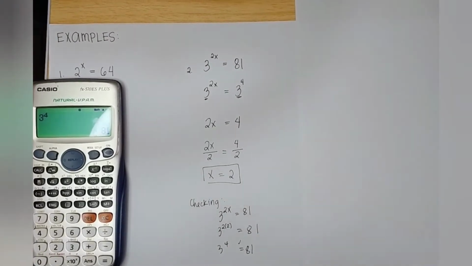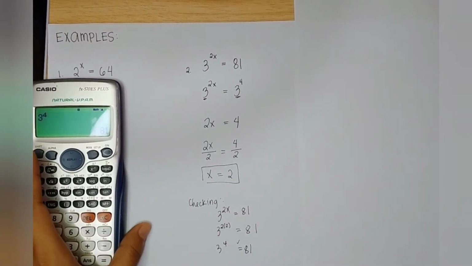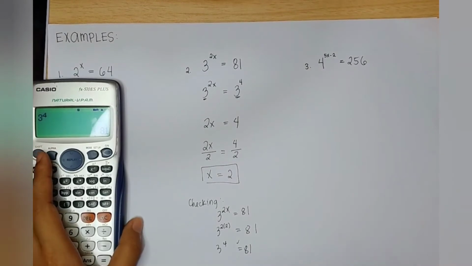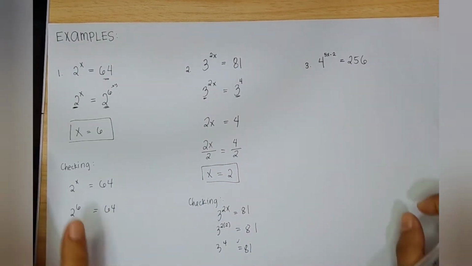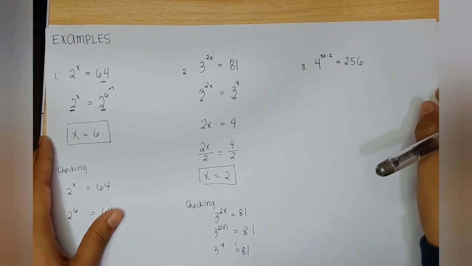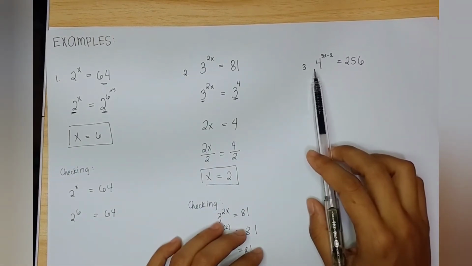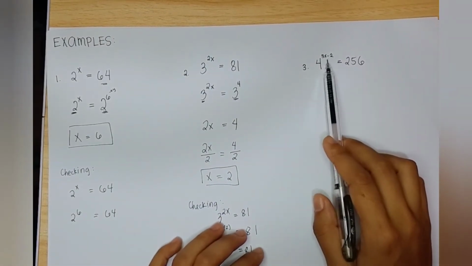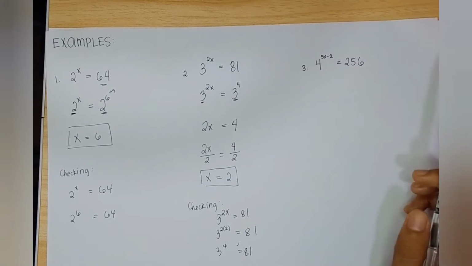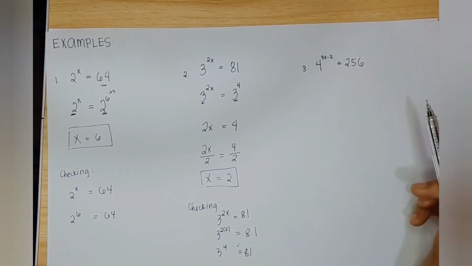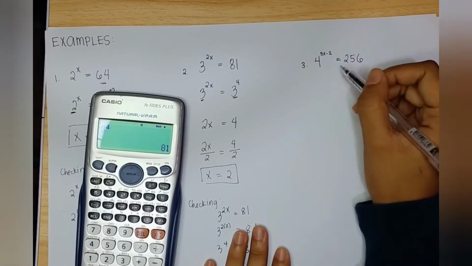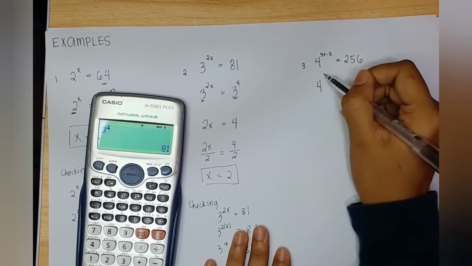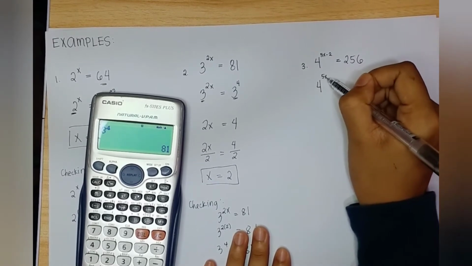Okay, so that means tama yung value ng x natin. Okay? Proceed tayo sa number 3. We have here example number 3. That is 4 raised to the power of 5x minus 2 is equal to 256. So, copy natin yung sa left side, 4 raised to the power of 5x minus 2.